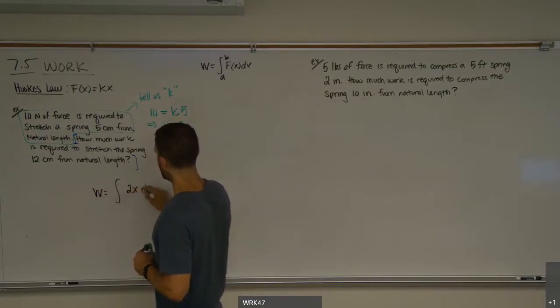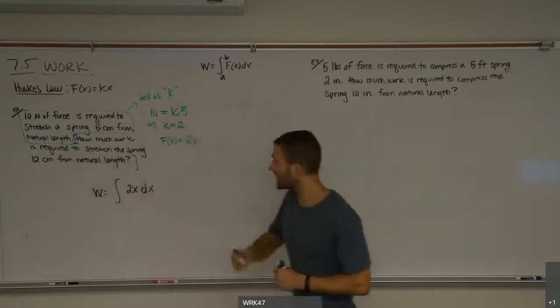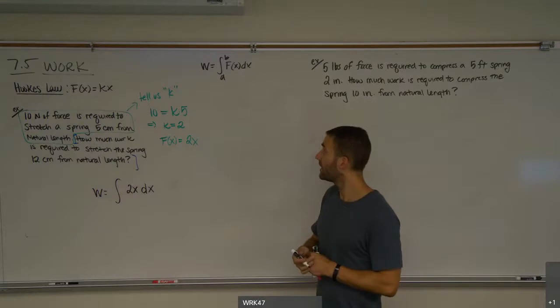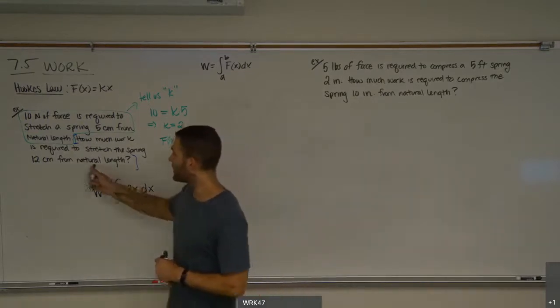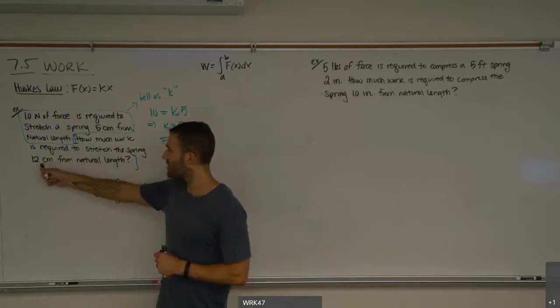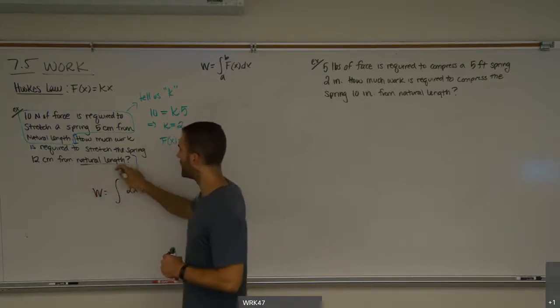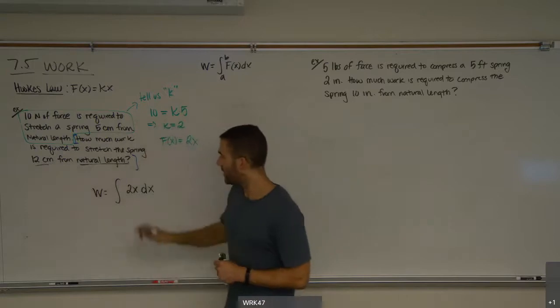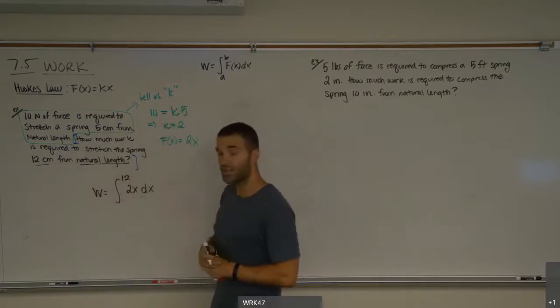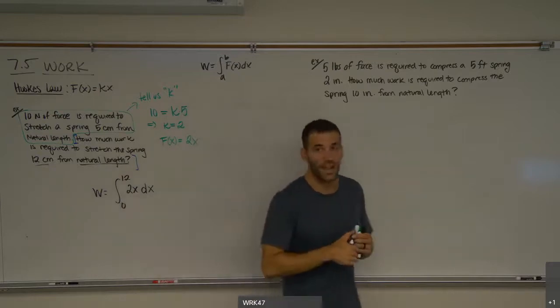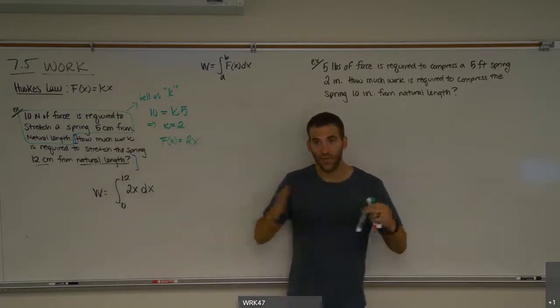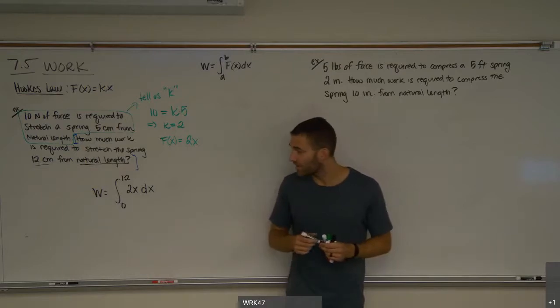The force function that I integrate is 2x, the force function we're given. And the distance traveled, in this case, the distance stretched or compressed. So if you look at the setup, we are stretching the spring 12 centimeters from natural length. So my upper bound is 12 centimeters of stretching. My lower bound is 0, because there is no stretching from natural length. So no stretching to 12 units of stretching, 12 centimeters.